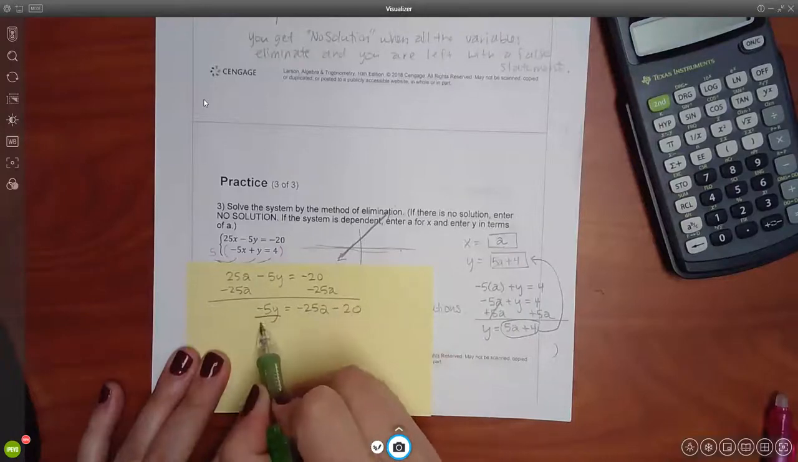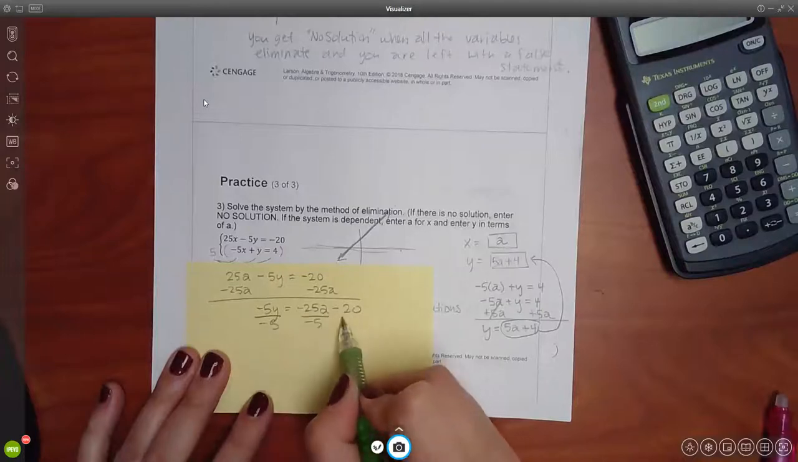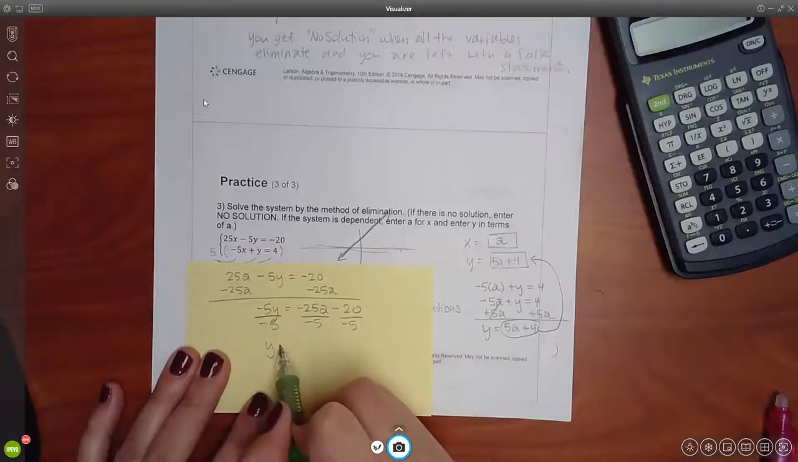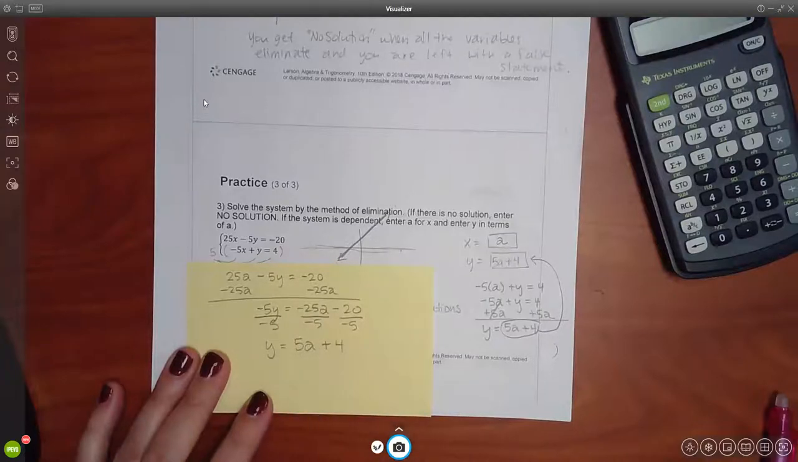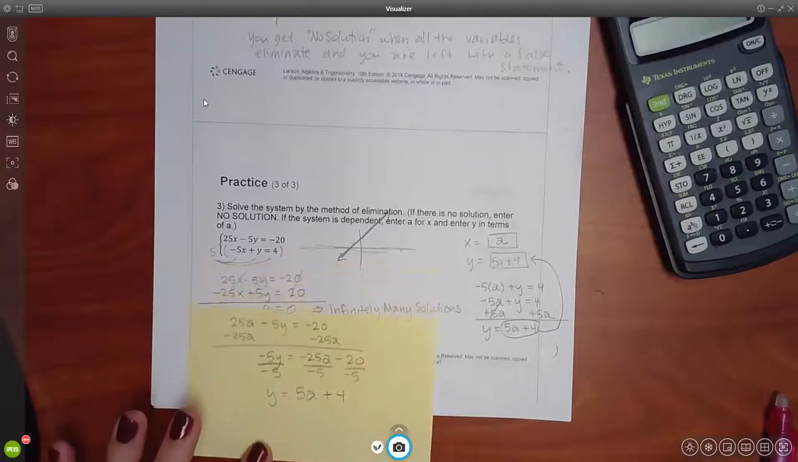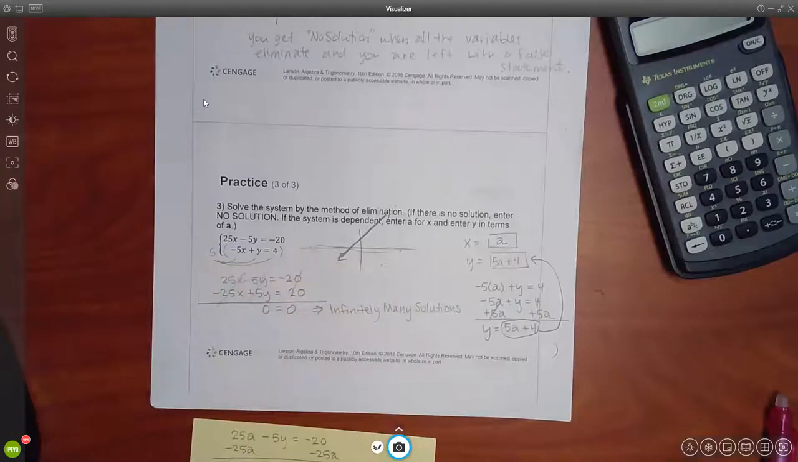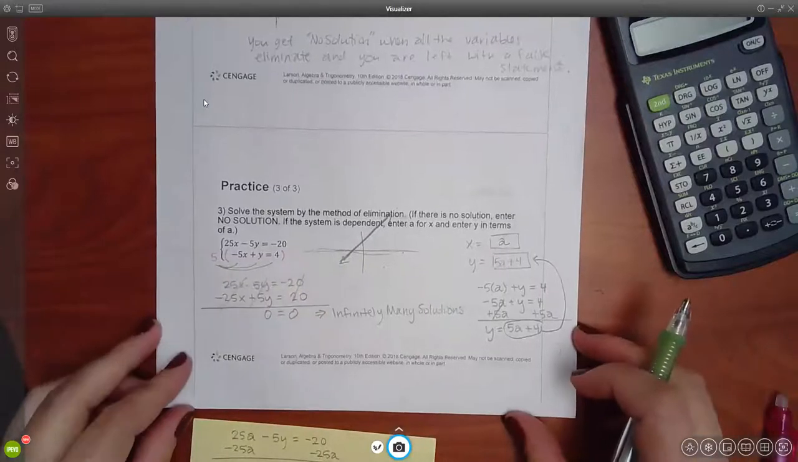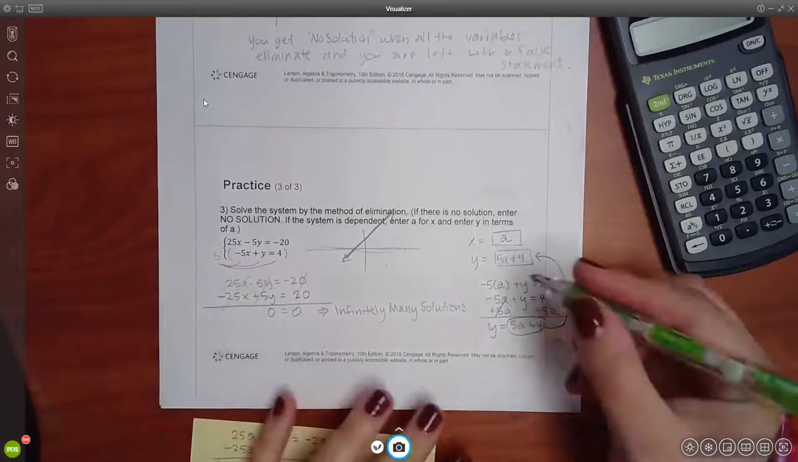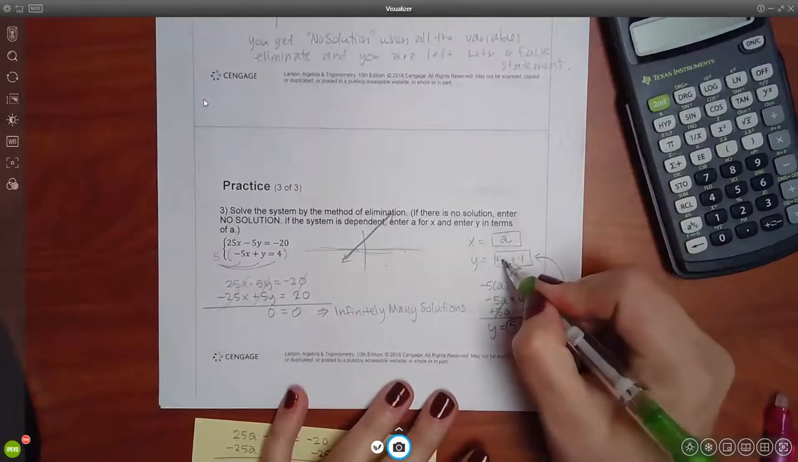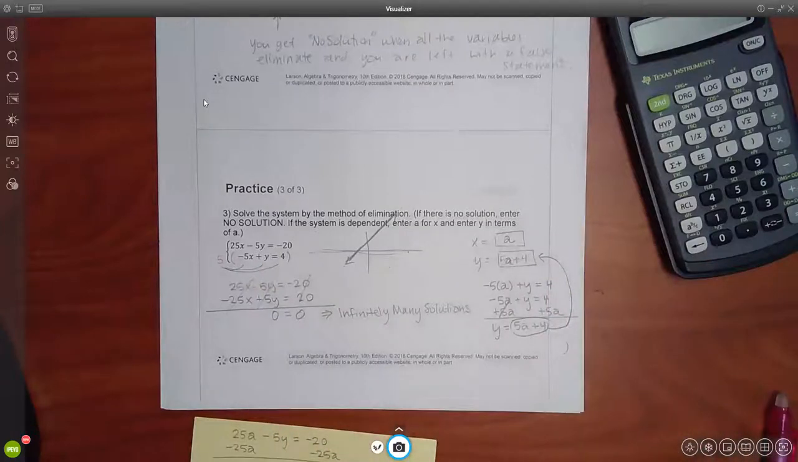And then I'd have to divide by 5. And you see already where it's going? I'd get a positive 5a and a positive 4, wouldn't I? So I'd get the same exact expression, even if I chose to plug a into the other guy. Okay. So that's what happens when you get infinitely many solutions.